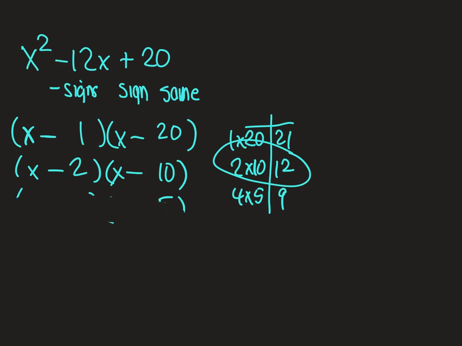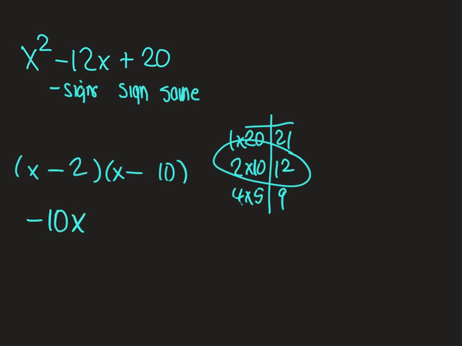Let's just double check why we're doing that. Let me erase these guys that didn't work. If I do outer, I get negative 10x. If I do inner, I get negative 2x. And 2 minuses is really, wink, wink, an adding pattern. So, same signs, both have to be negative. We're still adding to get the middle term.